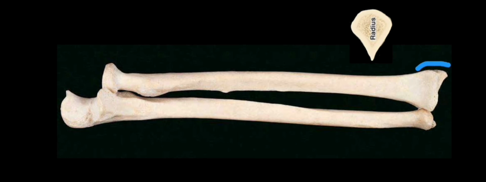The lateral surface extends below as the styloid process. Here you can see the styloid process, and at the base of styloid process there is insertion of brachioradialis, and at the tip of the styloid process there is attachment of a ligament called radial collateral ligament of wrist joint. And the medial surface has a notch called the ulnar notch of radius.